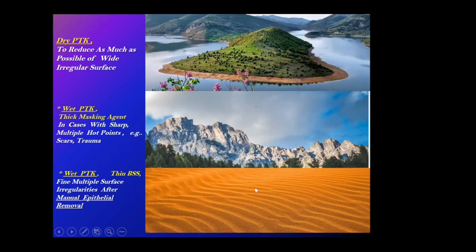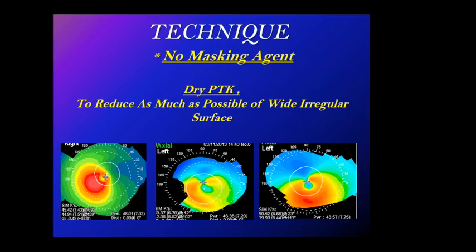And what about the last one? The last one is again wet PTK, but here we use thin fluid like PSS. Again, we will say it one by one. Now, the one with no masking agent, where we have a large smooth surface like in here, we reduce as much as possible the wide irregular surface.